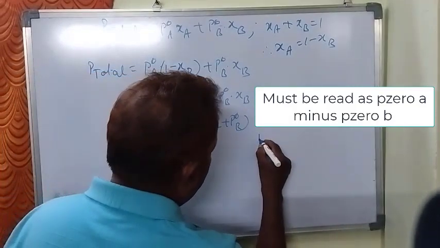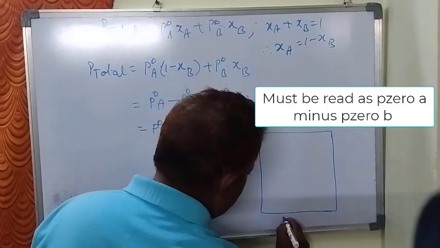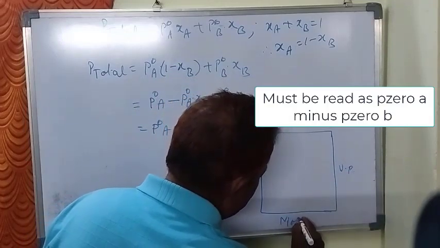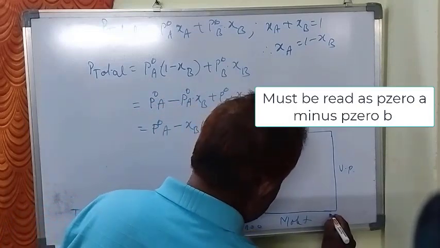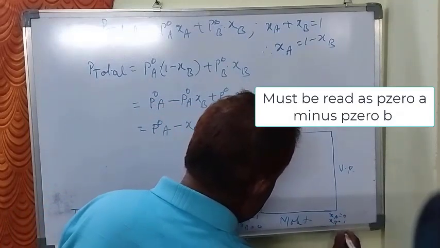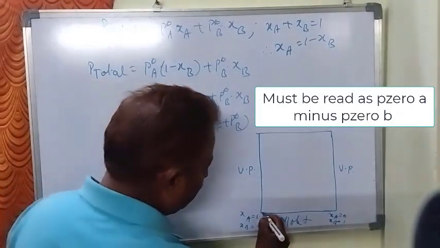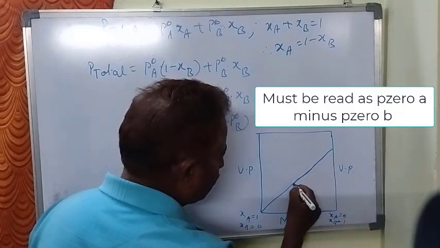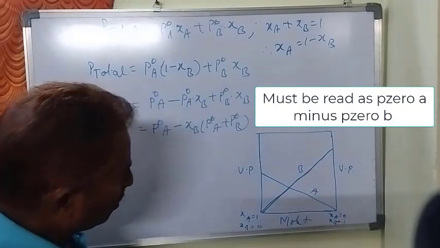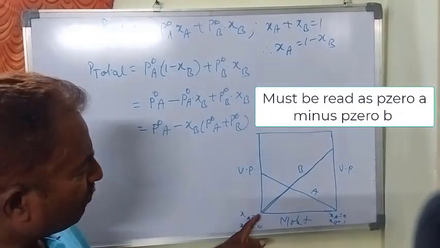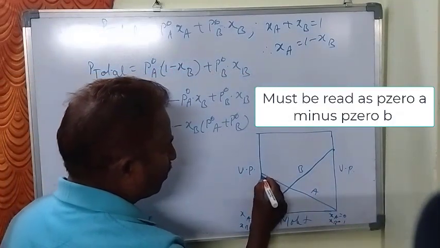Now if we take a graph, say this is the graph. Here this is the vapor pressure, and here this is the mole fraction. Here XA equal to 1, XB equal to 0. Here XA equal to 0, XB equal to 1. So if we take the graph taking the mole fraction of B, this is component B, and this is component A. If you start from here, the mole fraction of component B starts from 0 and reaches 1 here. That means this is the vapor pressure of pure component A, and similarly, this is the vapor pressure of pure component B.